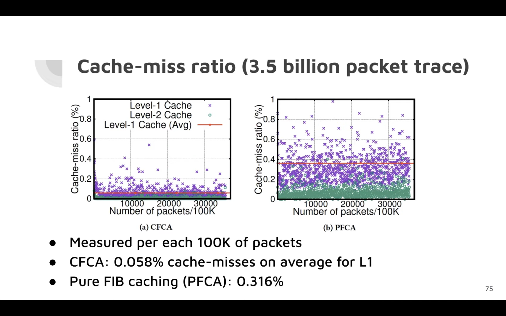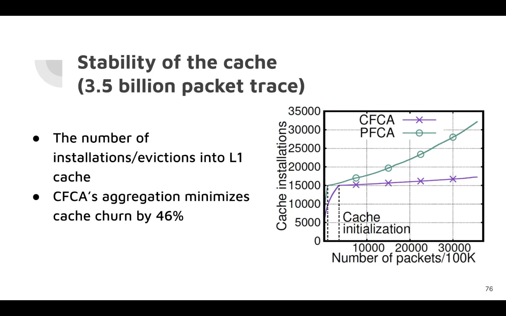On this slide, we can see that the average cache miss ratio for CFCA is much smaller than for PFCA, a pure FIB caching solution. We attribute these results to aggregation that frees significant space in L1 and L2 caches. The L1 and L2 caches in CFCA are much more stable. The churn in L1 cache is minimized by 46%. This is essential for TCAM memory as insertion and deletion operations on TCAM are expensive.